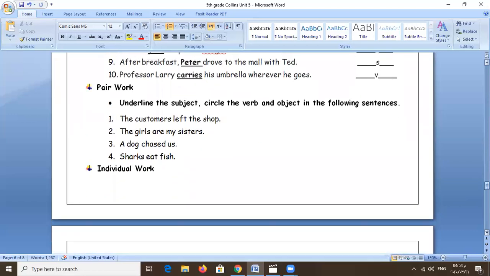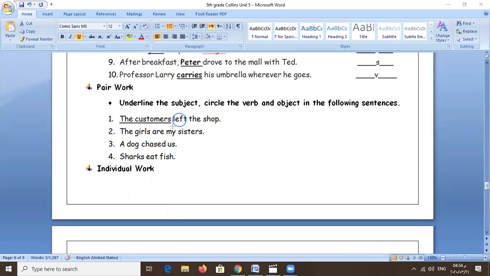Now, next exercise, which is the last one. I want you to underline the subject, circle the verb and the object in the following sentences. Number one, we have four sentences. The customers left the shop. Now, the customers what? Come on, boys. Yes, it's a subject. Let's underline. What is the verb? Come on, think about that. Left? Yes, it's left. Let's make a circle.